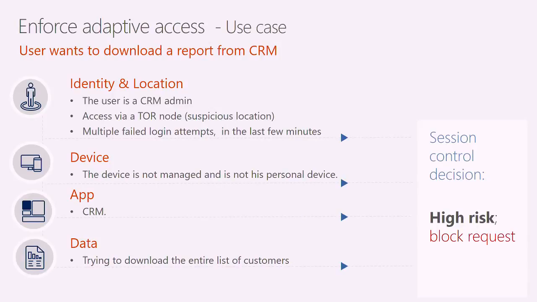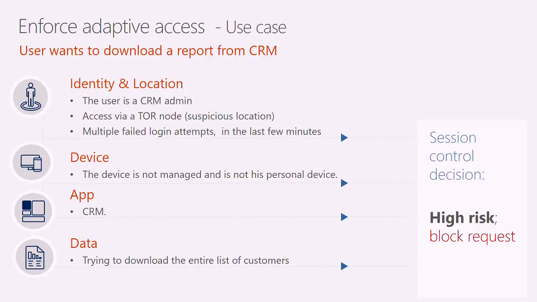Now, an example of this is, say, we want to enforce, this is an adaptive case for CRM. So say a user wants to download a report from CRM. We want to identify their location. Where are they actually downloading this? Are they inside our network? Are they outside our network? Is he a CRM admin? He might be using a Tor browser. Okay, so if that user uses that Tor browser, that's going to surface as a suspicious location because of the way that it routes traffic through the internet.